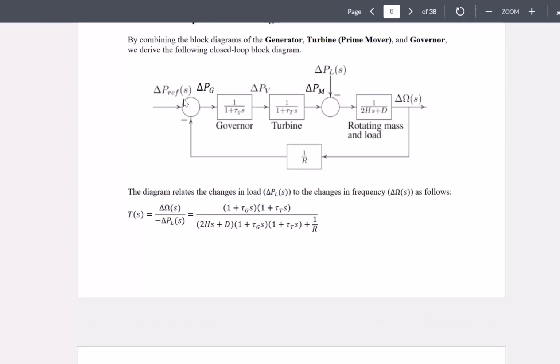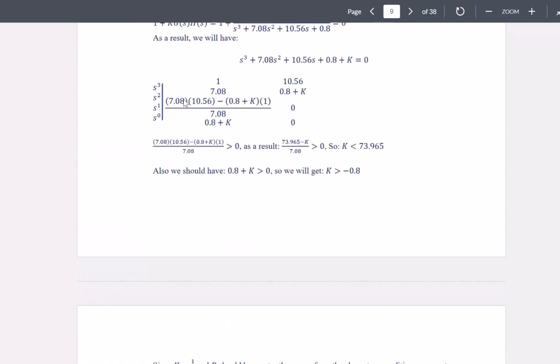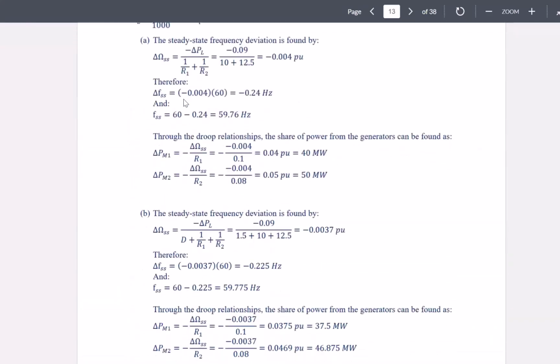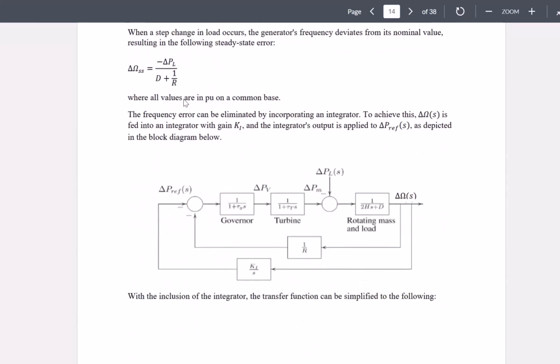If you want to set the frequency back to 60 hertz or make the error 0, usually what type of action do we need to do in control systems? Integrators. You recall? Integrators tend to make the errors small or 0 under steady state conditions. So this is what we're going to do. This is called AGC, automatic generation control. So we want to automatically control the generation so that we can set the errors of frequency to 0.